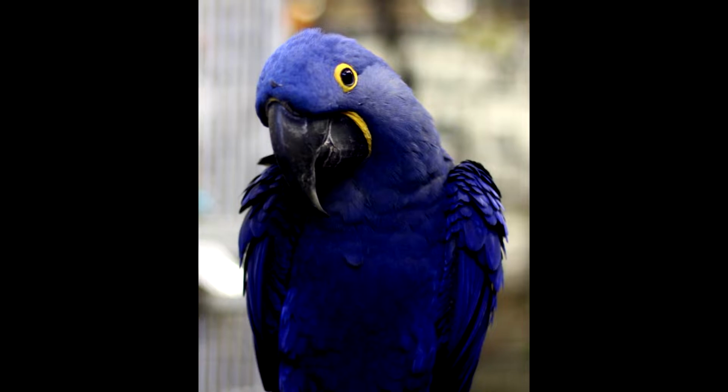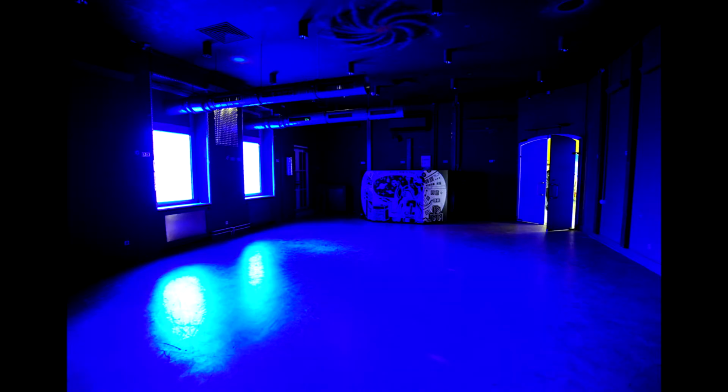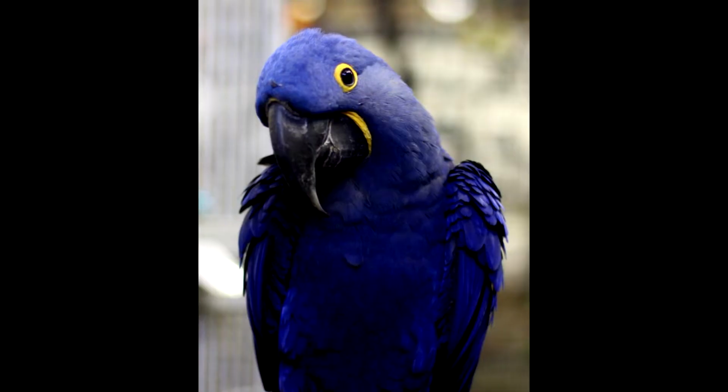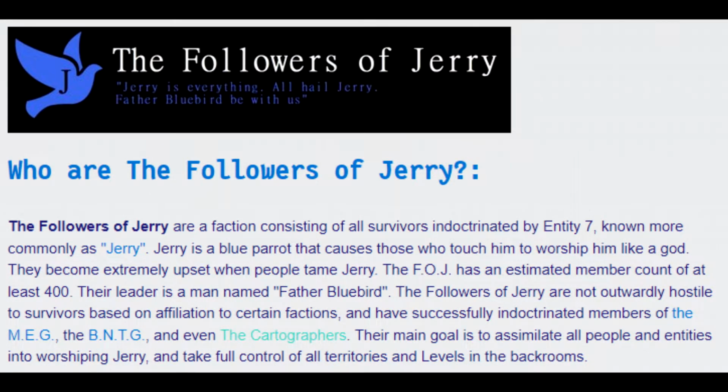Entity number 7, nicknamed Jerry. Jerry is an individual entity taking the form of a blue parrot and can occasionally be found in level 1 and frequently in level 2, mainly in his own room, Jerry's room. More on those in another video. Jerry can be tamed with sunflower seeds or almond water. If you're not able to tame him, he will assimilate you into the followers of Jerry, a mysterious cult residing in Jerry's room.